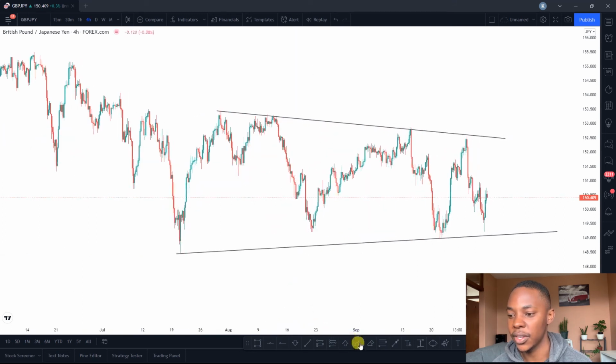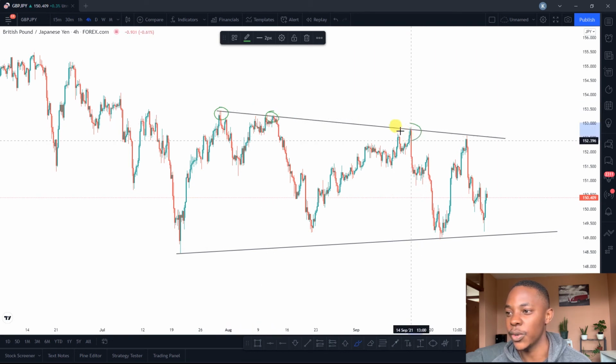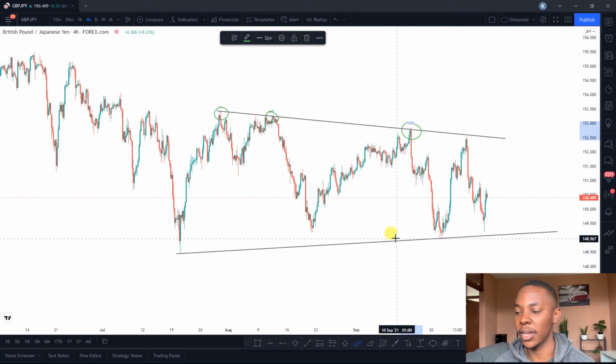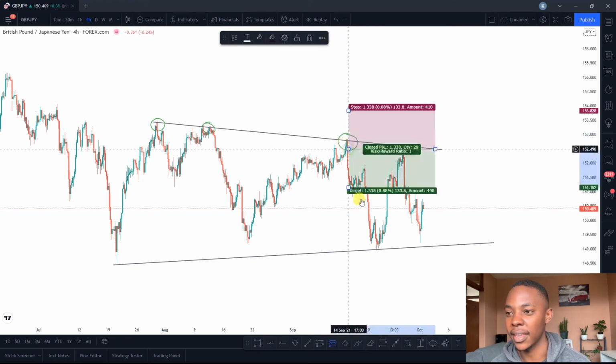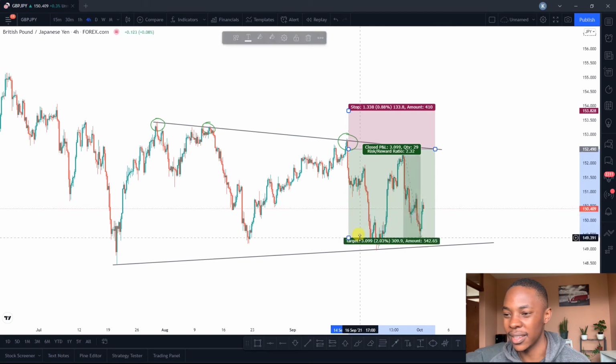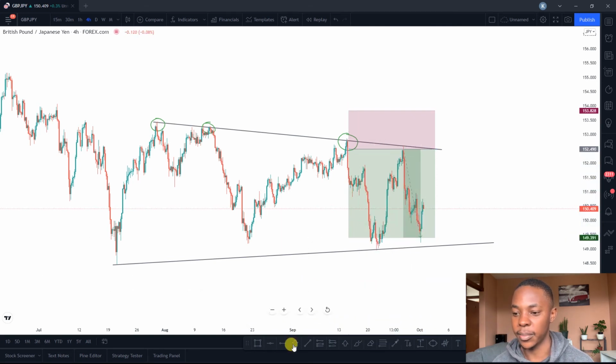As you can see, you have that first bounce, you got your second bounce, and then this is when you look for entry. This is where you look for entries. You're gonna sell here at the resistance, all the way to the support. I'm sorry, I was distracted.